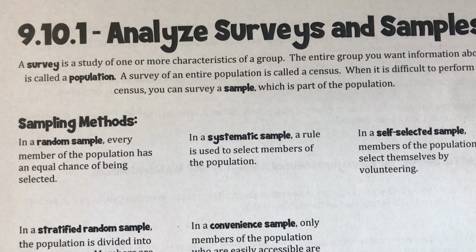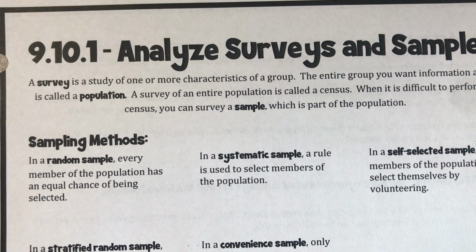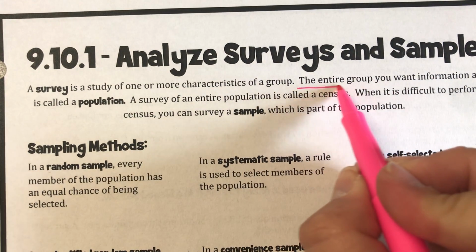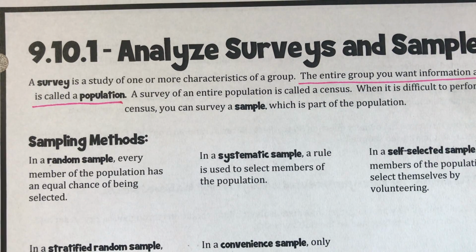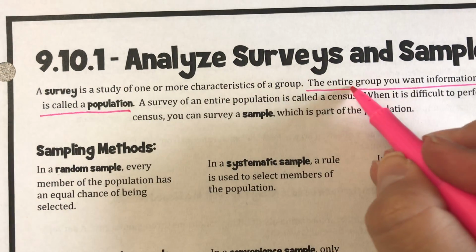Okay, chapter 10 is all about data and surveys, and so today we're going to talk about analyzing surveys and samples. So, at the top it says a survey is a study of one or more characteristics of a group. The entire group that you want information about is called a population. A survey of an entire population is called a census.